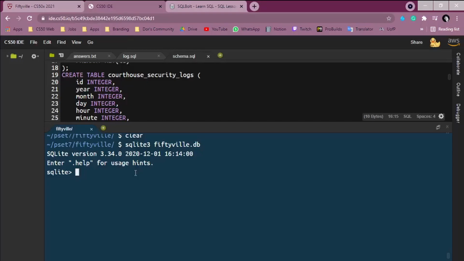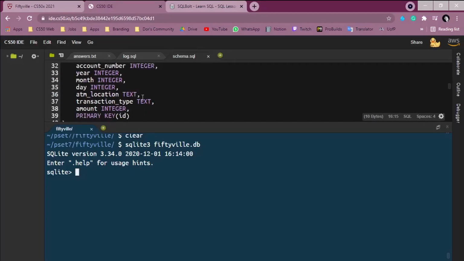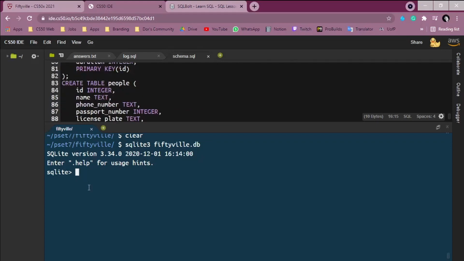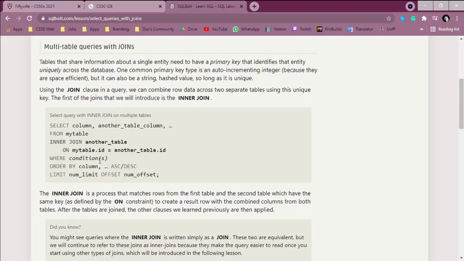So let's do this. So first thing, we want to grab the name, okay? And where name is in the table of people. So here we're going to say select name from people, okay, people table, and we're going to do the join. So we're going to join the people table with the courthouse security log. So we're going to join courthouse security log on. This is the structure that we have to use when we are joining tables, okay? This is the idea that we're doing.